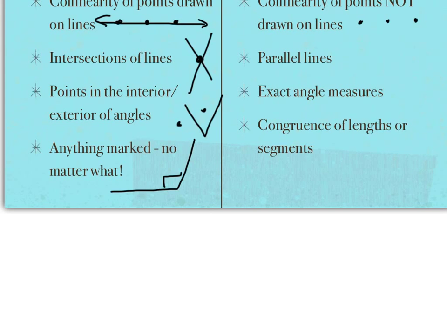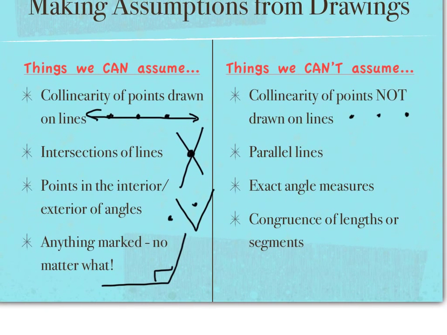Okay? Back to things you can't assume. You cannot assume that lines are parallel. So if I draw two lines like this, you cannot assume that they're parallel unless they're marked as parallel. And we'll talk about the marking for parallel probably tomorrow. Exact angle measures. So you can't look at an angle and say, oh, that looks like it's about 72 degrees. You can't do that because they're not specific when you draw them.